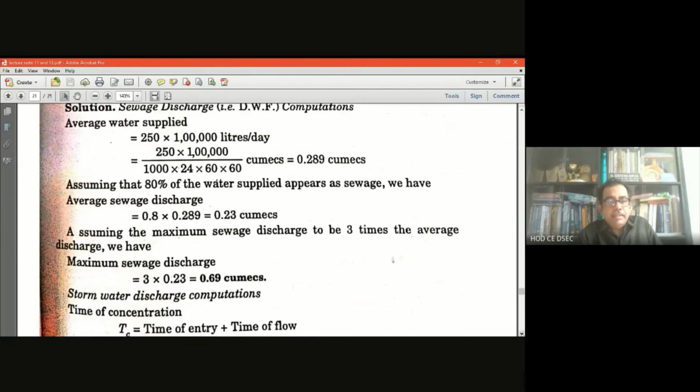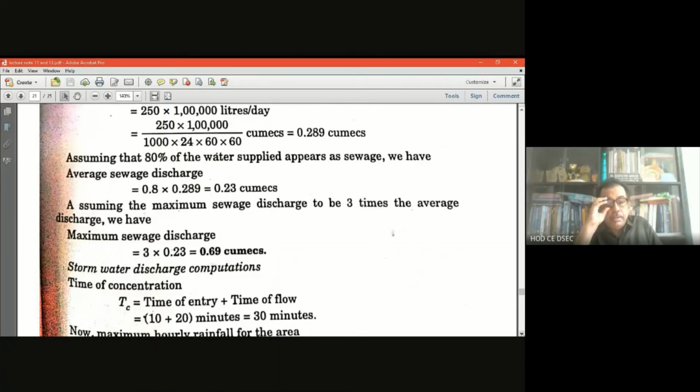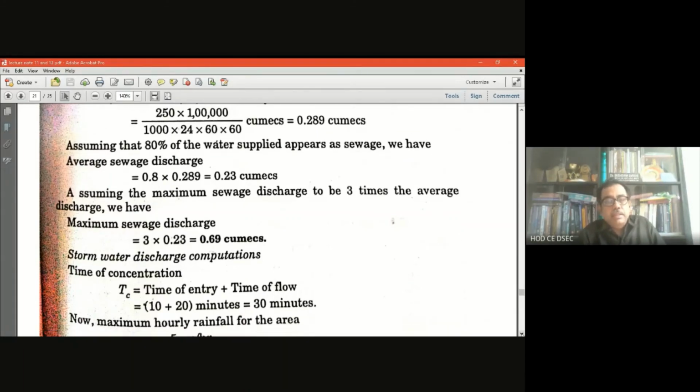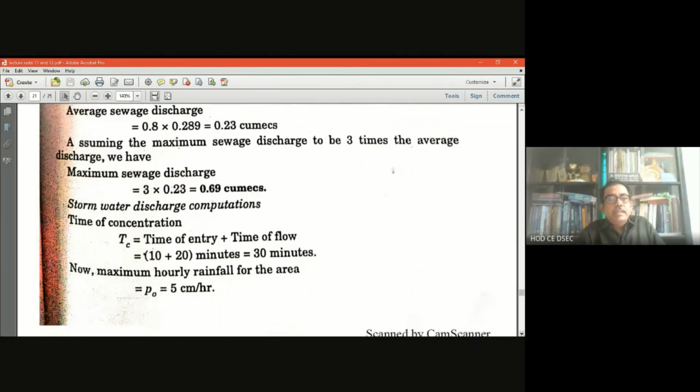And finally, as I told you, there is a peak factor, since there are seasonal fluctuations, hourly fluctuations, and daily fluctuations. So you have to multiply with the peak factor, that is the maximum sewage discharge for design purposes. You have to multiply 3 times here, that is 0.69 QMax. So that is the end of that portion, the sewage discharge we have calculated.